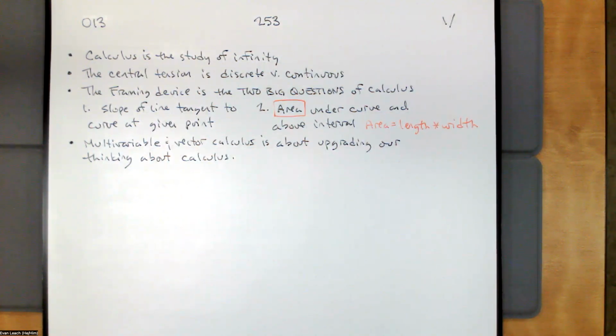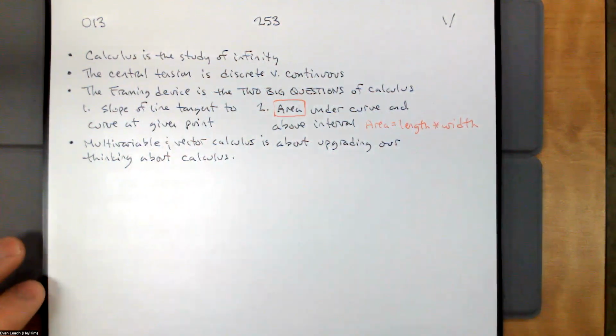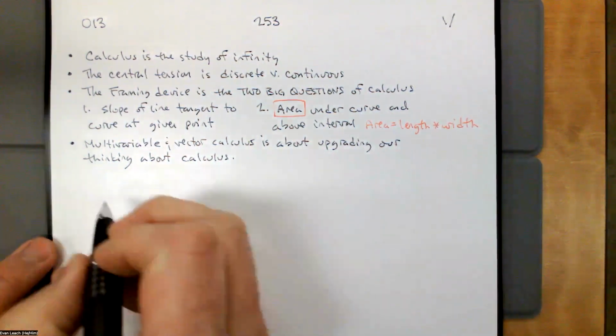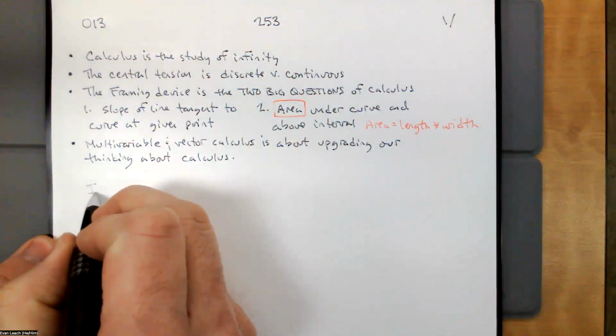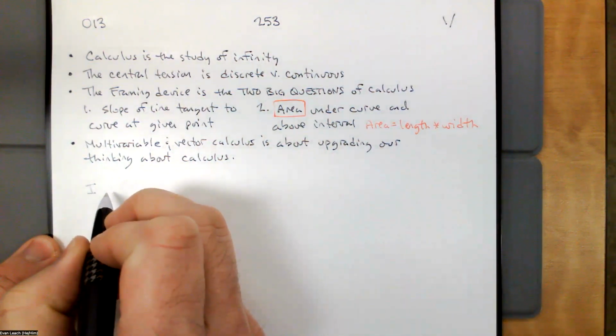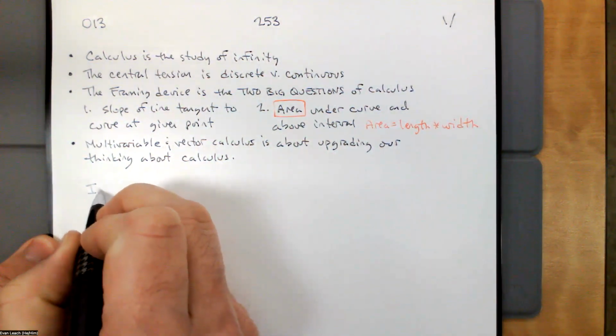Today, we want to continue looking at this framing device business and specifically area under a curve and above an interval. This is going to give us an insight into how we want to think about integration. All right. Here's how I like to think about integration. Integration is multiplication, but one of the factors is continuously variable.